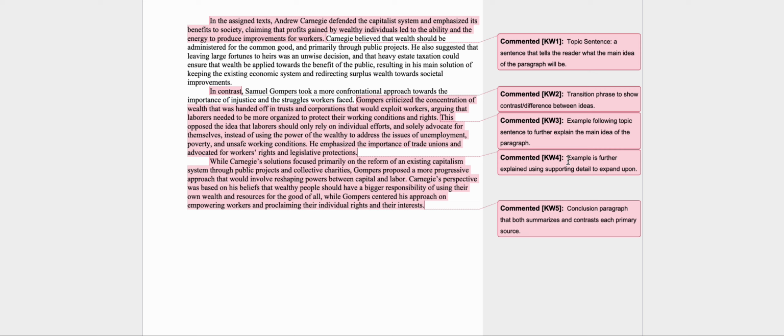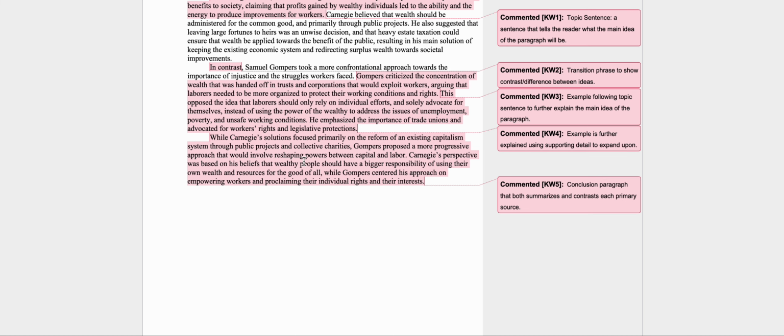As for comment 4, I wrote here examples further explained using supporting detail to expand upon. This here is where the writer goes into more detail, right? They're able to further explain the example above. So you have that one here, and then the following sentences are a way to help support what that example is and explain it further.